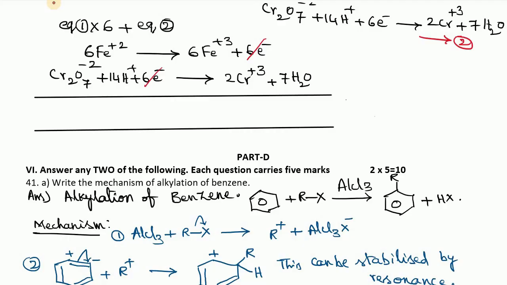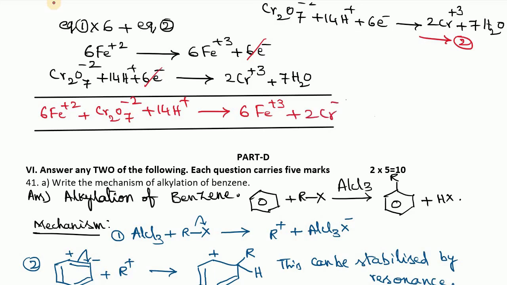So the final equation will be 6Fe2+ plus Cr2O7 2- plus 14H+ gives 6Fe3+ plus 2Cr3+ plus 7H2O. This is the final balanced equation. Next.